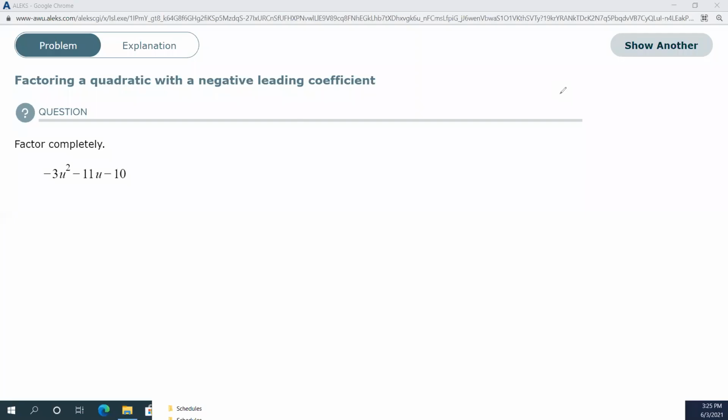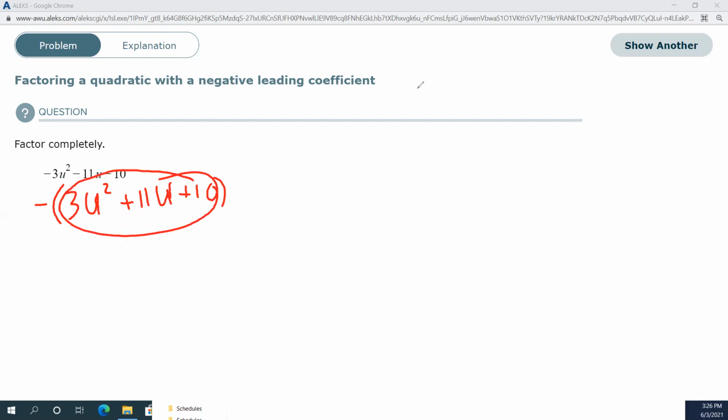All right, on this one, the only significant difference is the leading coefficient is negative, and for most people, it just kind of rubs them the wrong way. So all we're going to do is factor a negative 1 out of everything. Keep doing an x instead of a u. Factor a negative 1 out of everything. And then, we've got that. Now, this binomial inside the parentheses, we just treat it like we've been doing everything else.